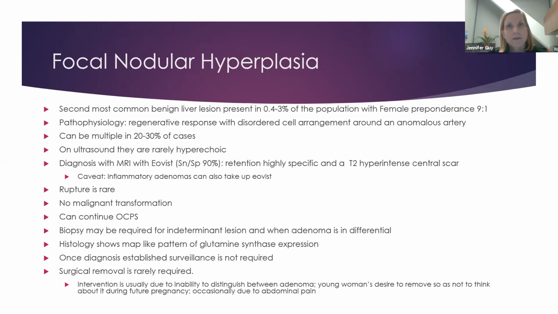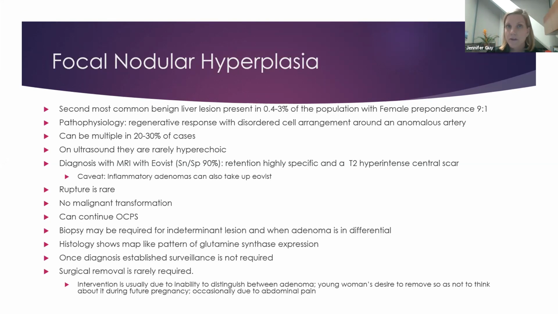And the pathophysiology here is that you have an abnormal artery where normal liver cells have a regenerative response and grow around it. There's disordered hepatocytes around an abnormal blood vessel. These can be seen 20 to 30% of the time as multiple lesions. And on ultrasound, in contrast to hemangioma, they're rarely hyperechoic. And in fact, they can be isoechoic and not be seen on ultrasound.